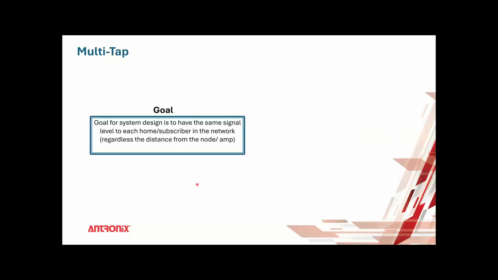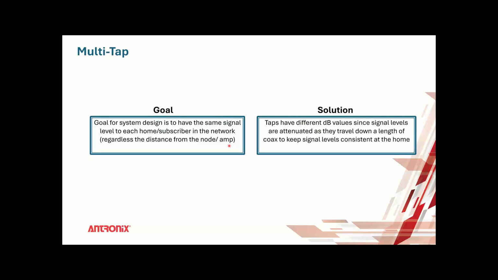So in a tap, the goal, why you have taps, is for the system design to have the same signal level go to each home of the subscriber in the network, irregardless of the distance from the amp or the node. So how do we do that in the current network? The taps will have different dB values. That means there are different losses to the tap ports for each of the taps. So they attenuate the signal differently as they travel down the length of coax, so each signal is consistent at every home.